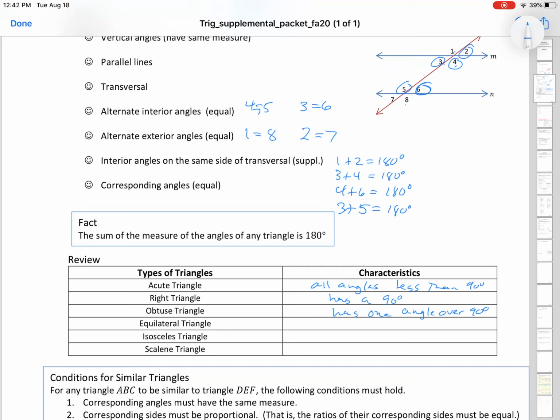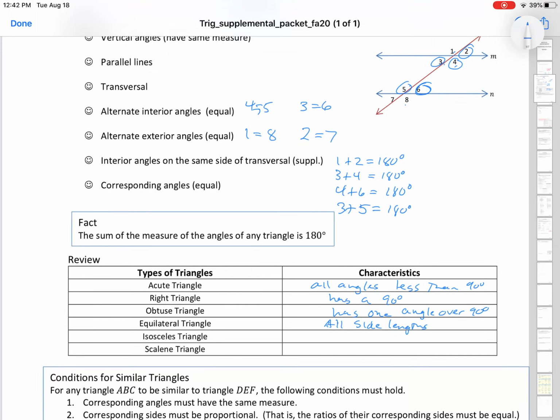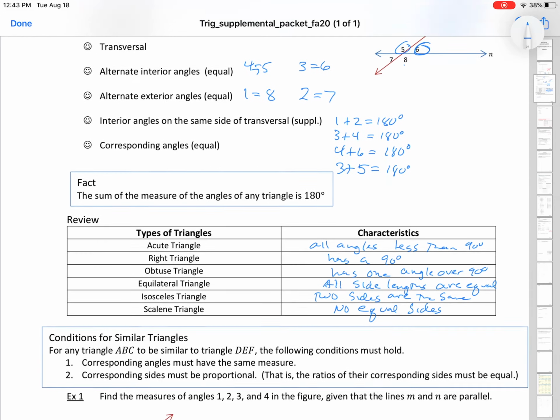An equilateral triangle, they have all side lengths the same. An isosceles triangle, two sides are the same. And a scalene triangle has no equal sides. You might not have ever heard that. Not used very often, but it's true, has no equal sides.